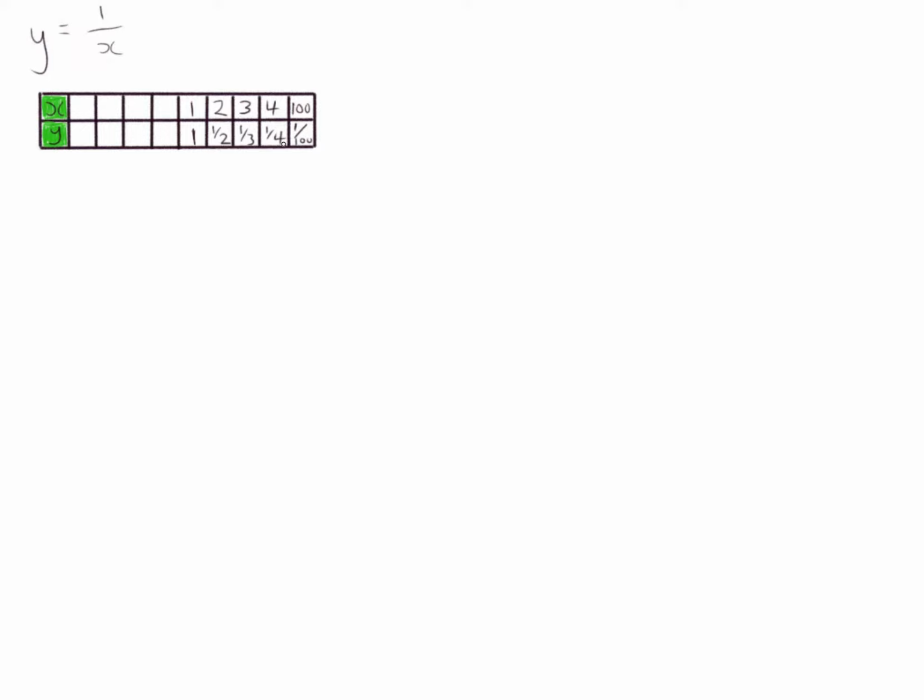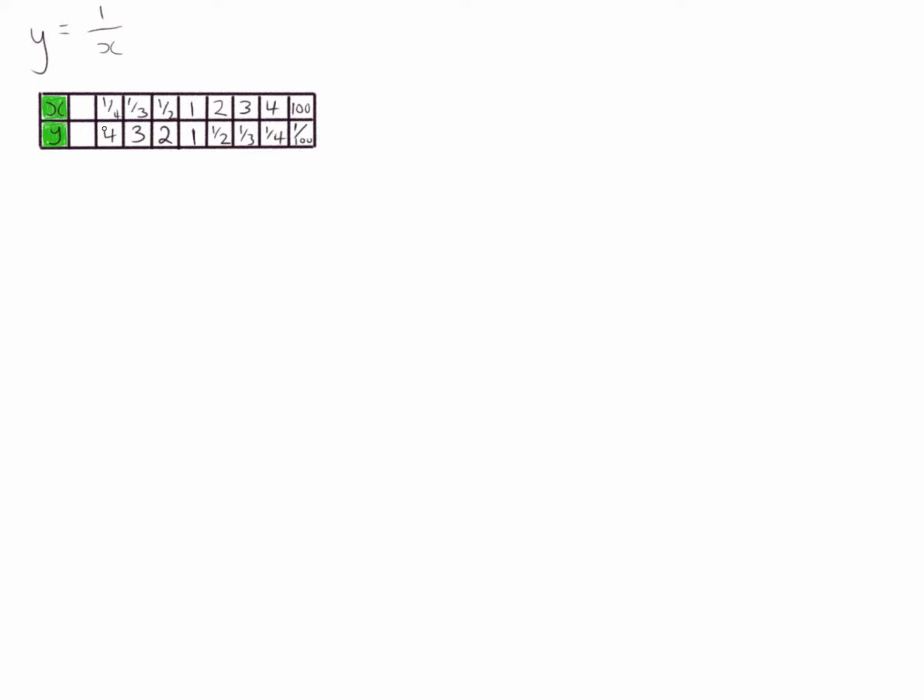So let's start off with 1/2. If x is 1/2 and we substitute 1/2 in here, we're now asking ourselves, what is 1 divided by 1/2? Or how many halves are in a whole? There are 2. How many thirds are in a whole? 3. How many quarters are in a whole?